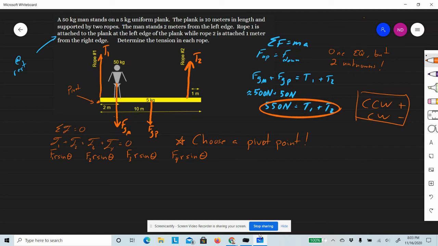So if we make this location here our pivot point and say which way these things are moving, well then T1 R is 0. So you get T1 times 0 times the sine of 90, which is 1, which is going to go to 0. The weight of the guy here is going to cause the plank to swing down and in a clockwise pattern, so we'll make that negative. The weight of the guy we said was 500 newtons. He is 2 meters away.